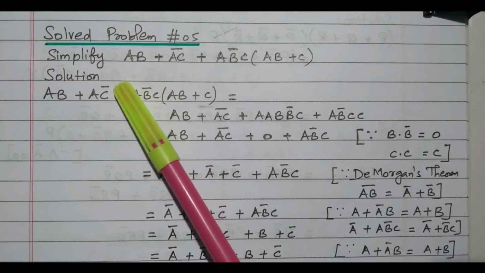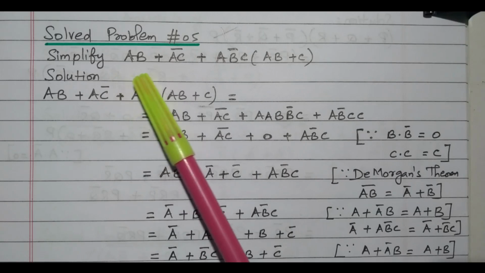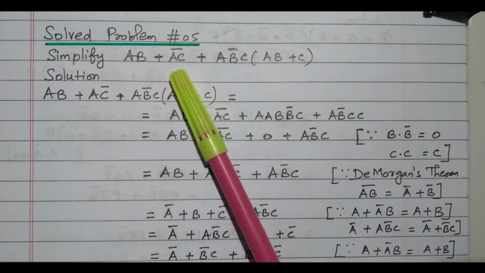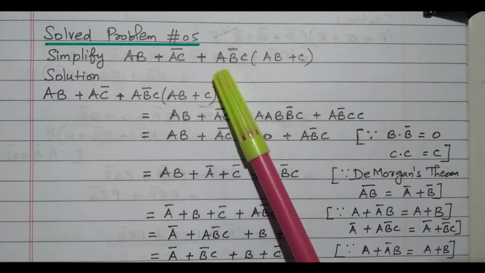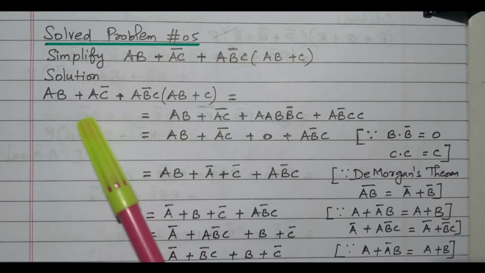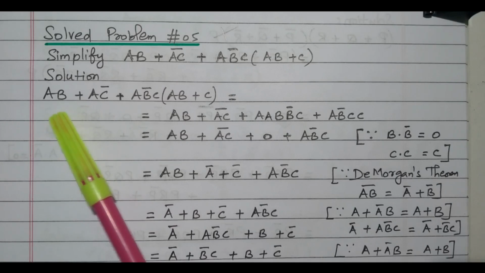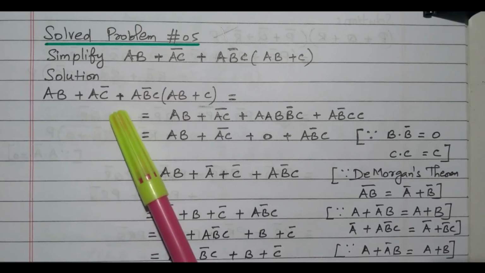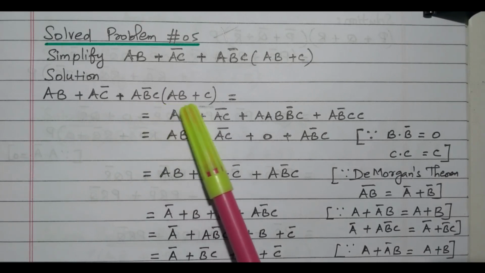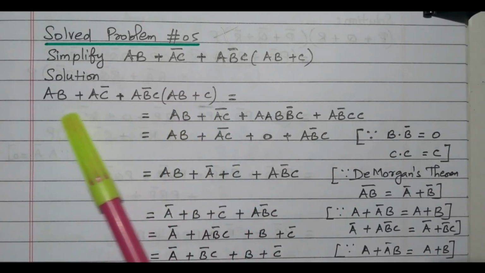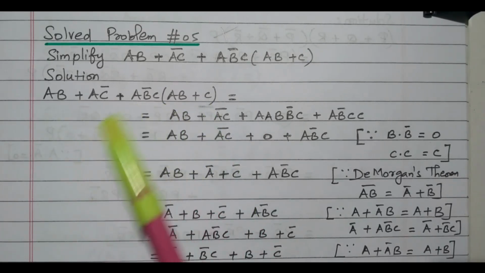Now we'll go to the problem. We need to reduce this switching equation using Boolean algebra. This method is a simplification method. The given expression is AB plus AC bar plus AB bar C into AB plus C. So this is the given expression. We need to simplify this.